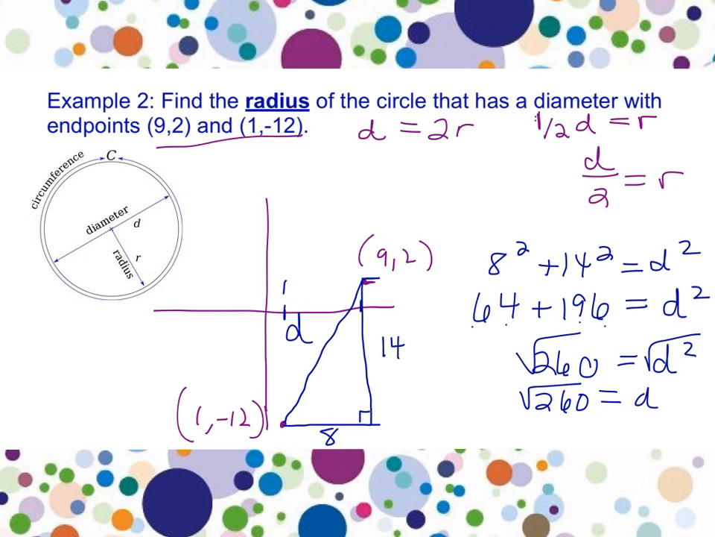Now to find a radius, all we have to do is divide that number by 2. So the radius is the square root of 260 divided by 2.